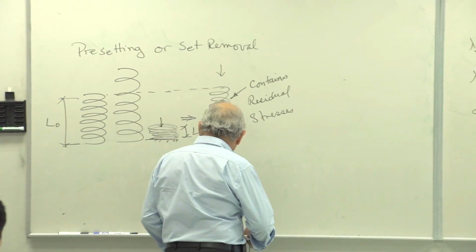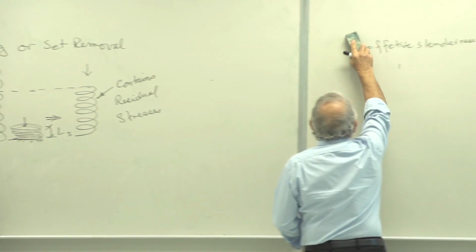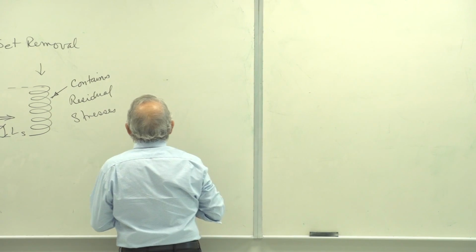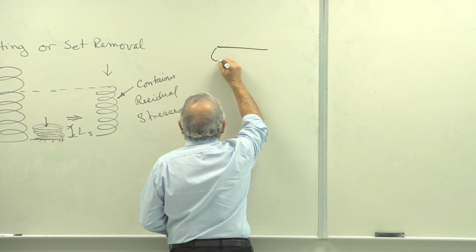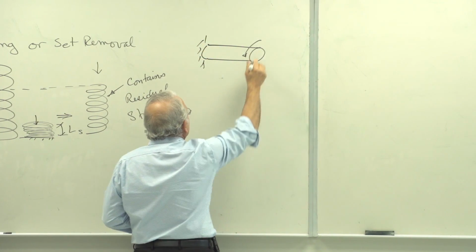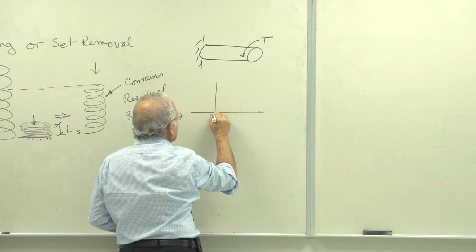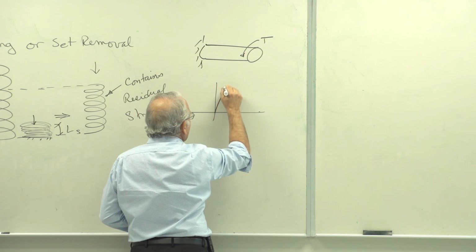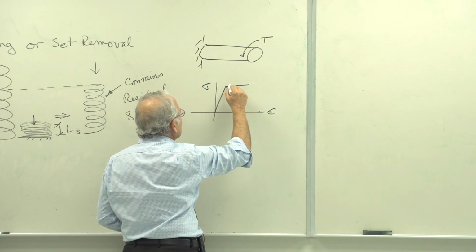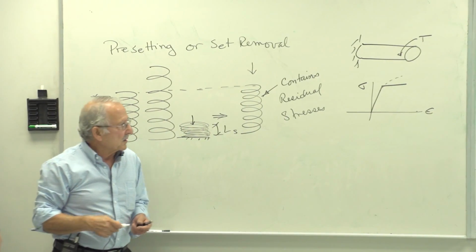anytime you deform a material beyond the elastic limit and it yields, let's just talk about torsion right now. Let's say you have that, because that's basically what this is. And let's say our shear stress strain diagram looks like this. That's very idealized. It's usually like that. And we can do either one, doesn't matter.